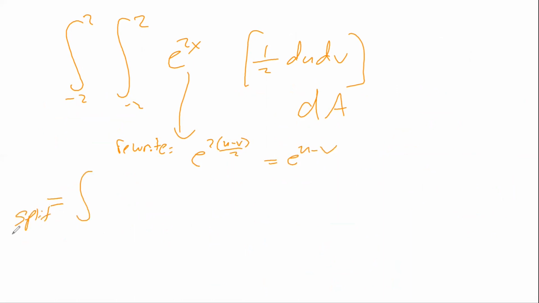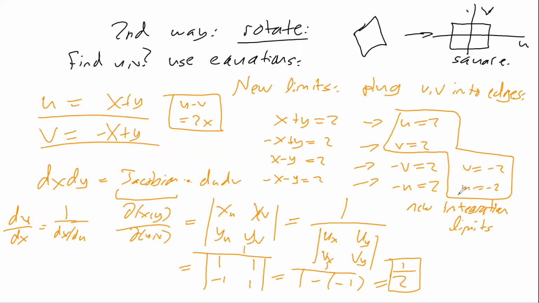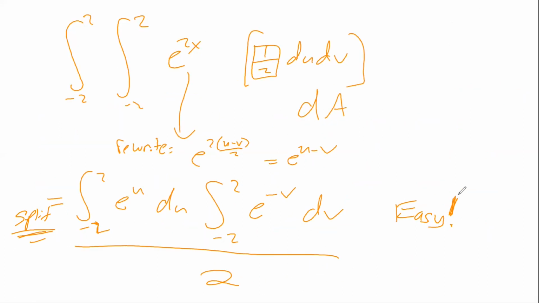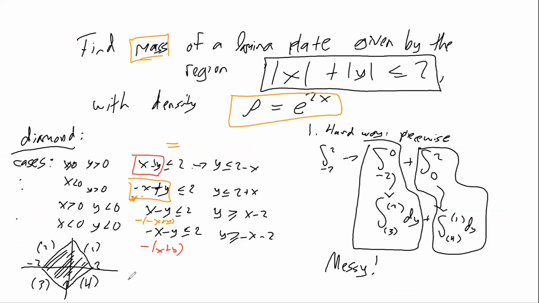So that's nice because it allows you to split it. And you have that divided by 2 because of the Jacobian. And so these are easy. And so notice that there's no piecewise integration that's happening now. It's just simple products of 1D integrals. So the rotation, it always makes things nicer. It's just you have to go through a little bit of rigmarole. I think the drawing is always useful.